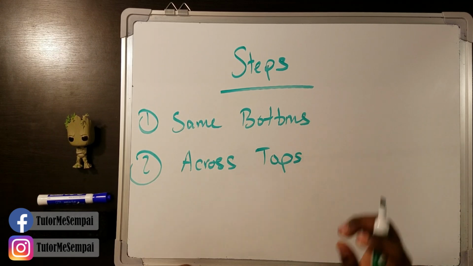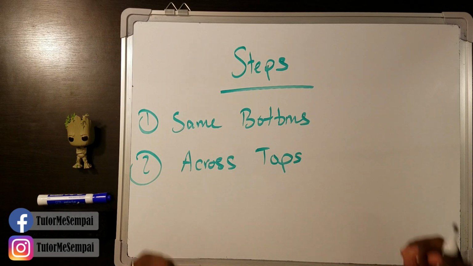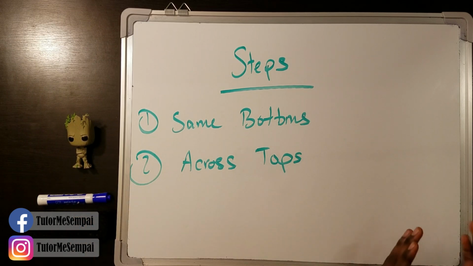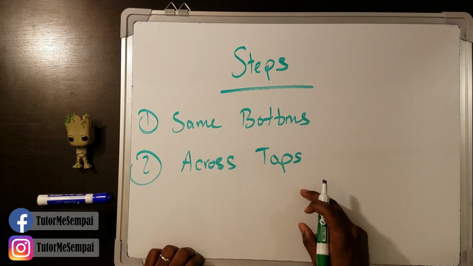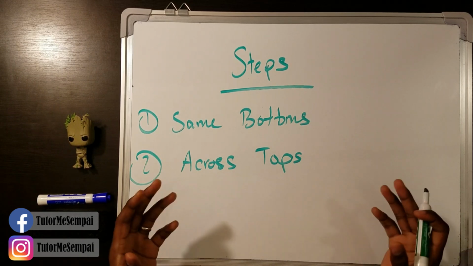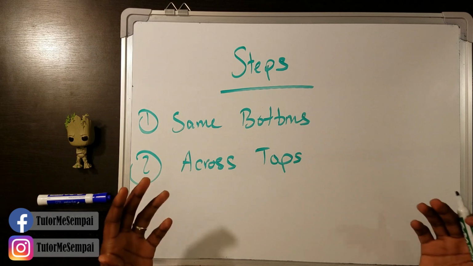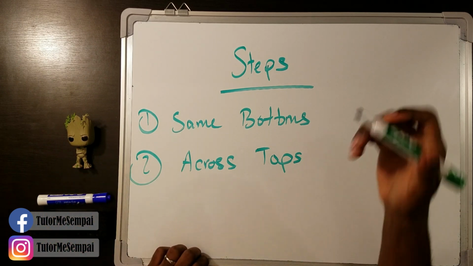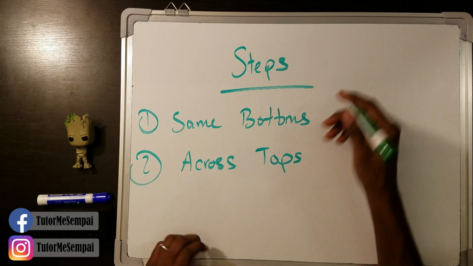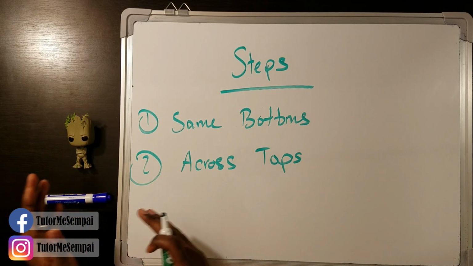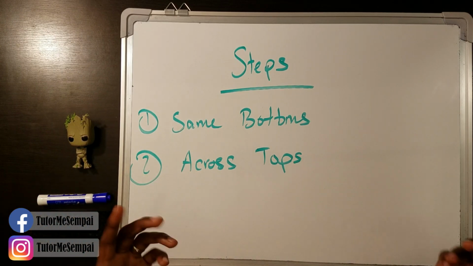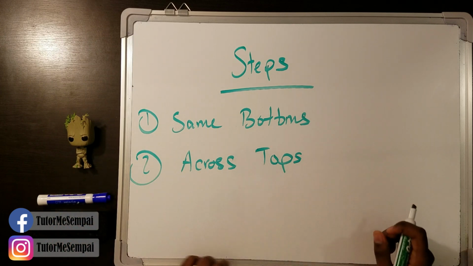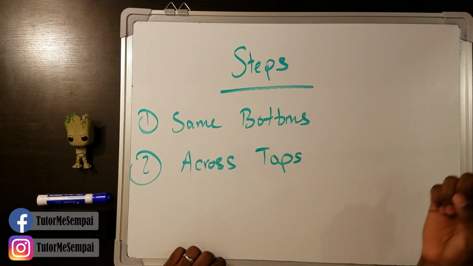Same bottoms means we want to make sure the bottoms, the denominator, is always the same. We want to make every fraction have the same bottoms. Across tops means we're going to do whatever we're supposed to do as far as addition or subtraction across the top, the numerator. So if we have the same denominators for all of our fractions, we simply add across the top, or if it's subtraction, subtract across the tops. Let's check out a model to see how this looks.